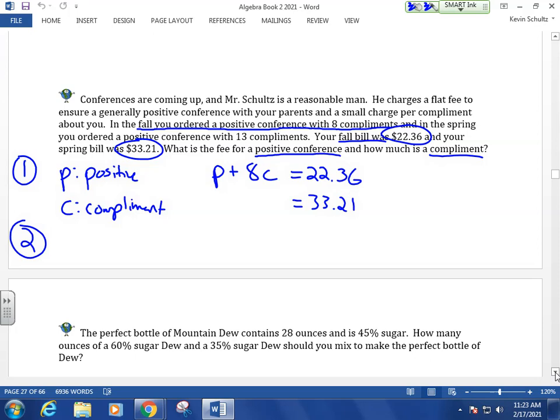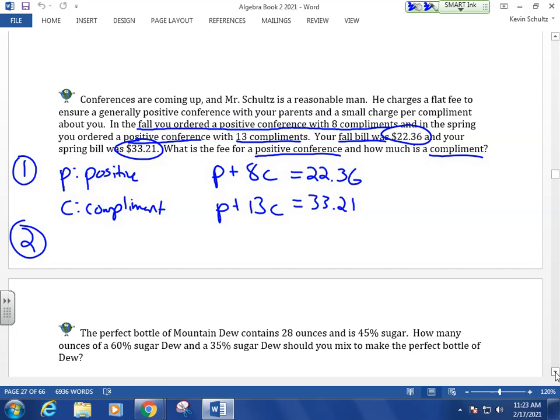That 33.21 refers to the spring. What do we do in the spring? Positive conference, 13 compliments. What does that look like as an expression for part of this equation? Brent. P plus 13C.